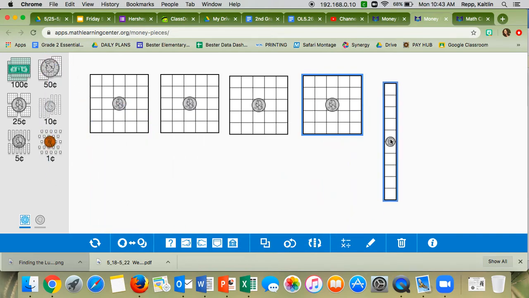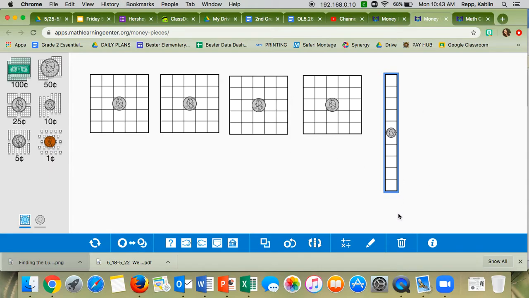Let's talk about dimes. Dimes are worth 10 cents. So this is almost like a base 10 block, a tens rod, is how I want you to think about it. There are 10 squares here to help you count. And remember, when we're counting dimes, we count them by tens.